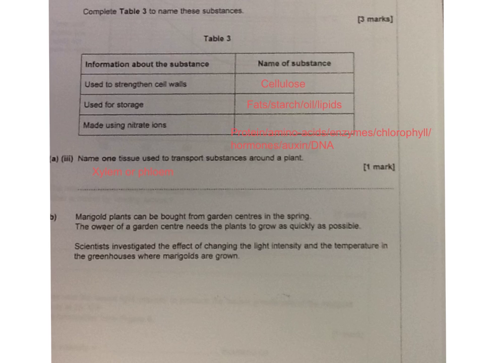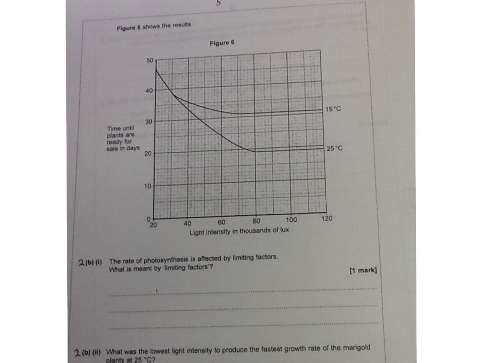Okay, so we'll read the part for question 2B, and then we'll move on to the next page so we can continue it there. So it says marigold plants can be bought from garden centres in the spring. The owner of a garden centre needs the plants to grow as quickly as possible. Scientists investigated the effect of change in the light intensity and the temperature in the greenhouses where marigolds are grown.